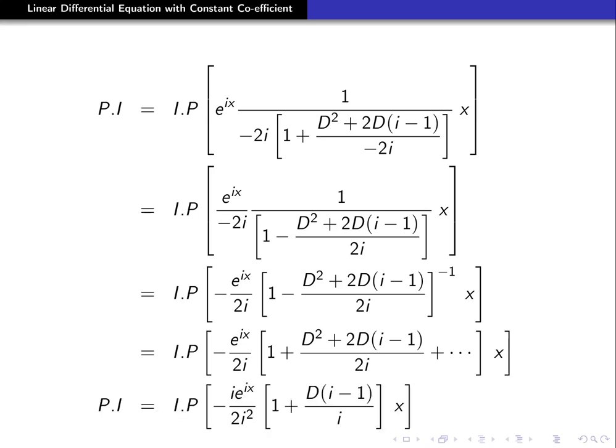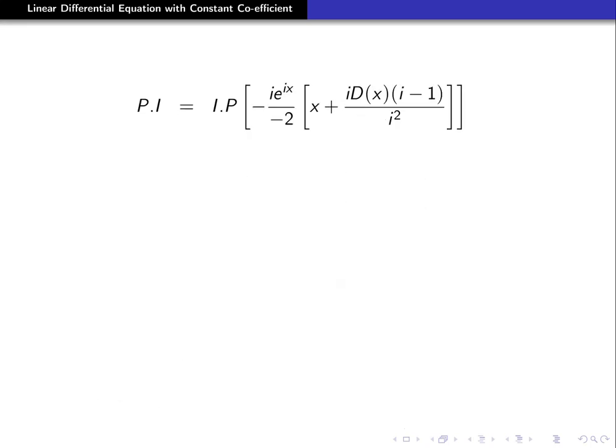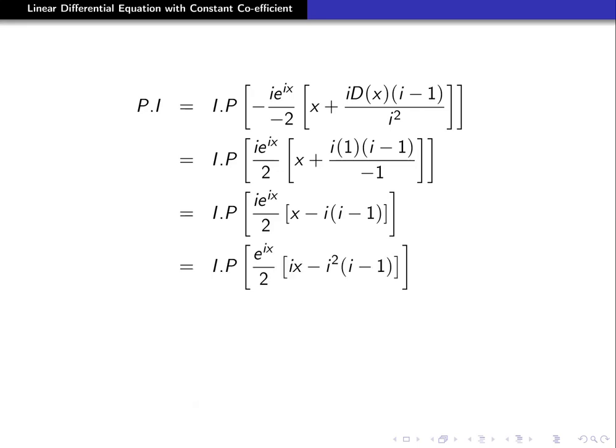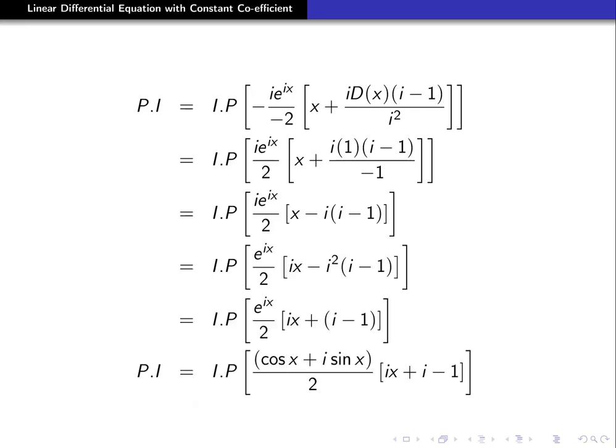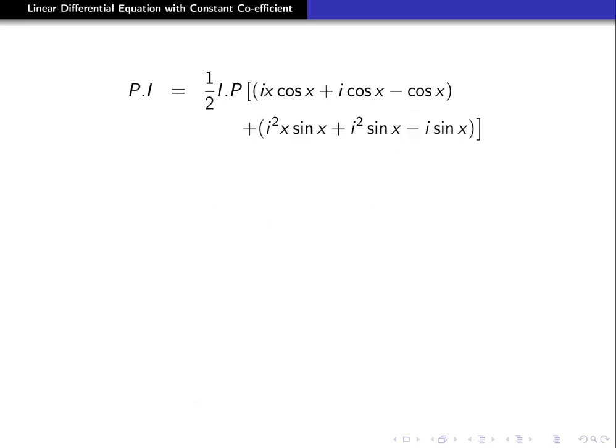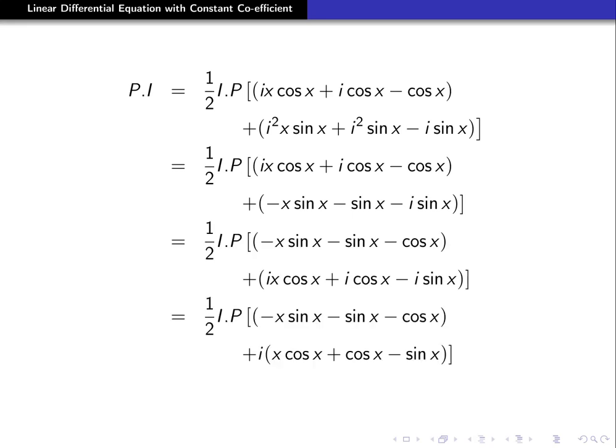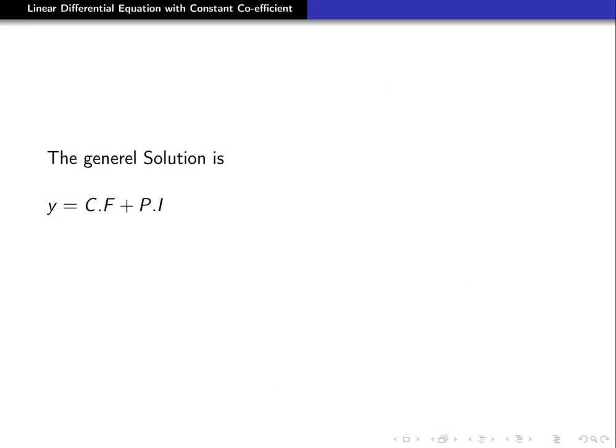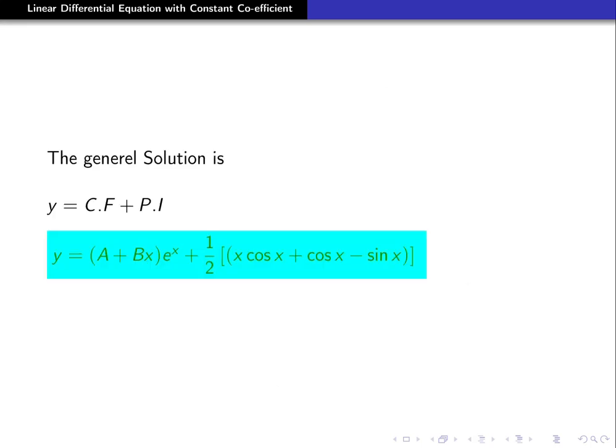So expand it. Only the first derivative exists. The remaining derivatives tend to 0. So after simplification, we will get this. Finally we split the imaginary part. Once we split the imaginary part, we will get the particular integral equal to 1 by 2 into x cos x plus cos x minus sin x. So therefore, replace your complementary function plus particular integral, and we will get the solution.